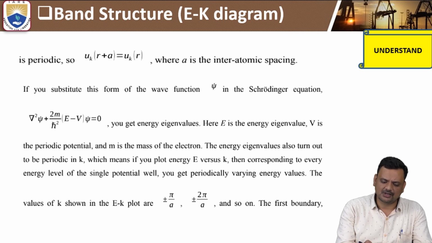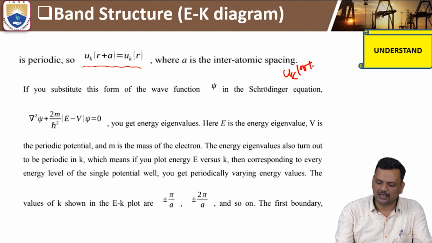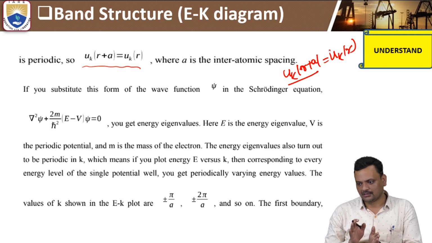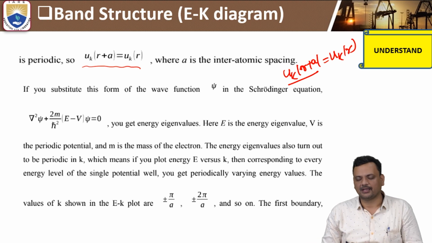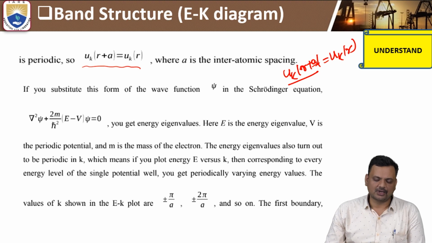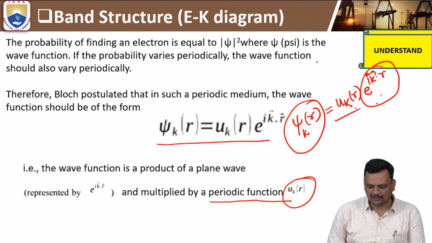So what is the periodicity? u_k(r) is defined like that: u_k(r plus a) is equal to u_k(r). Whatever the value of this function at r, the same value will come after a distance a. So this is the period. Here the period is a. So if you substitute this form of wave function psi, this is your considered wave function.